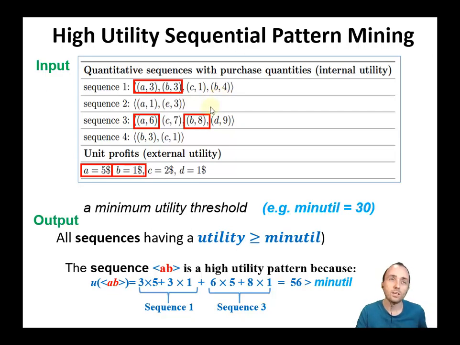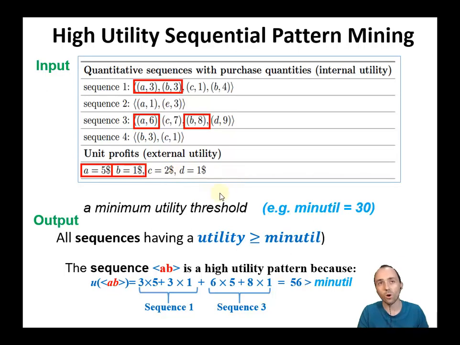So in terms of a shopping database, for example, the first sequence could mean that we buy 3 apples, then later we buy 3 breads, then 1 cake, then 4 breads, and so on. Then maybe we have another customer who buys 1 apple, 1 egg, 3 eggs, and so on. So here we have 4 sequences, and also we have some weights or unit profit. So we know that 1 apple costs $5, 1 bread $1, 1 cake $2, and so on.